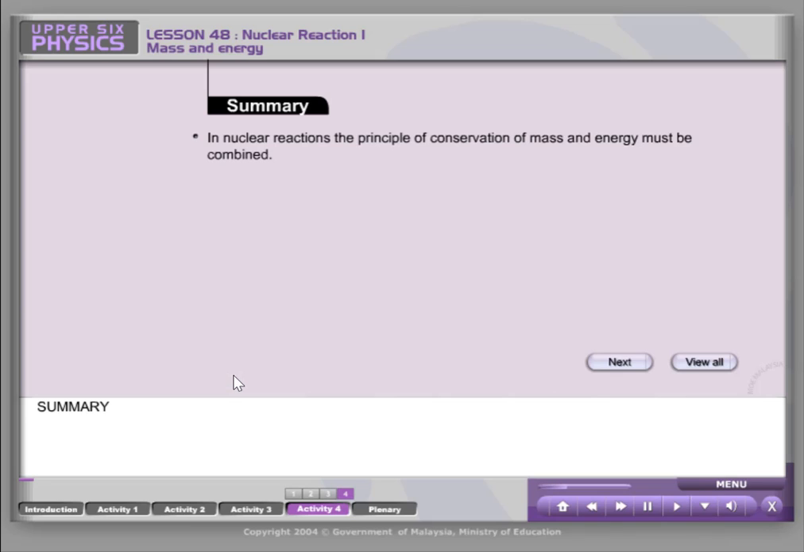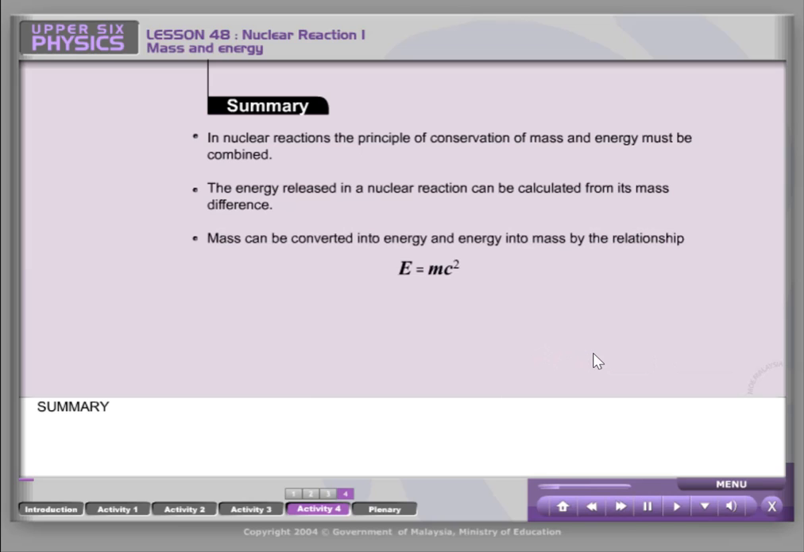Summary: in nuclear reactions, the principle of conservation of mass and energy must be combined. The energy released in a nuclear reaction can be calculated from its mass difference. Mass can be converted into energy and energy into mass by the relationship E equals mc squared.